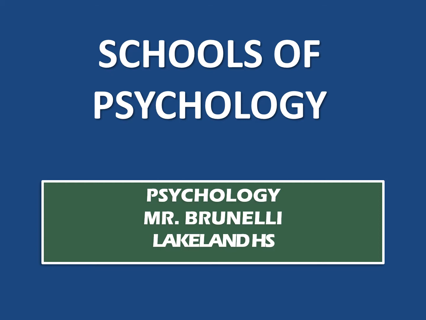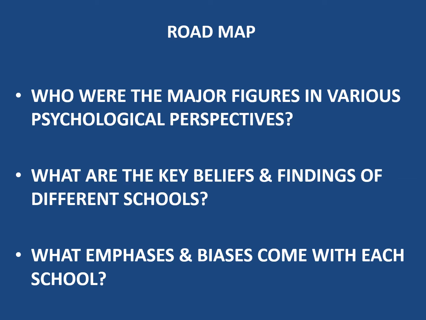So let's look at our roadmap. The first thing we want to do is ask who the major figures in various psychological perspectives are. Inside these different schools, who are the key figures who outlined them and did some of the founding research? Then we're going to look at what some of these key beliefs and findings are, which means where they made their contributions, how they believe that psychology should be done, and what research they did that supported these beliefs and implications. And lastly, we're going to look at some of the relative emphases and biases that come with each school.